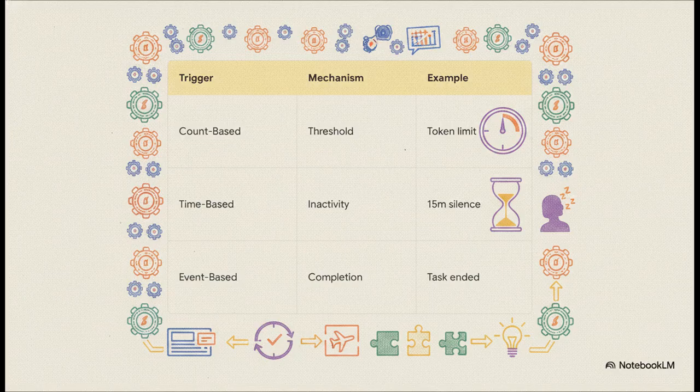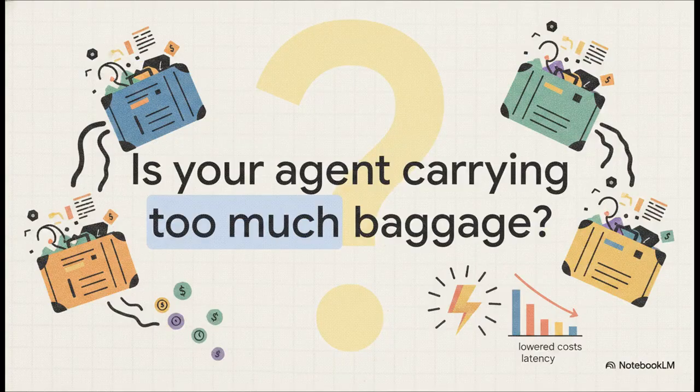I really want to leave you with this final provocative thought as we wrap up this explainer. Is your agent carrying too much baggage? I highly encourage you to look closely at your own production code. If you are blindly passing massive raw conversation logs back to your models on every single turn, you are bleeding money on tokens. You are totally clogging up your network with massive data payloads. And worse, you are trapping your users in the latency trap.